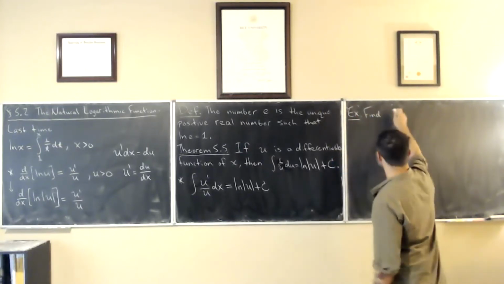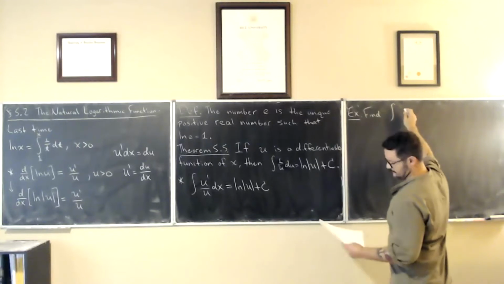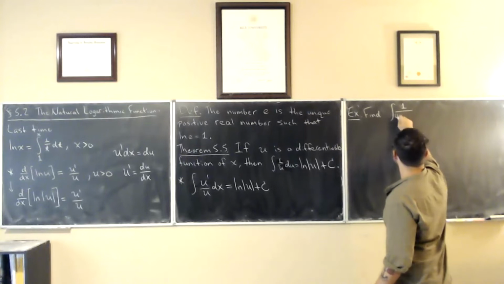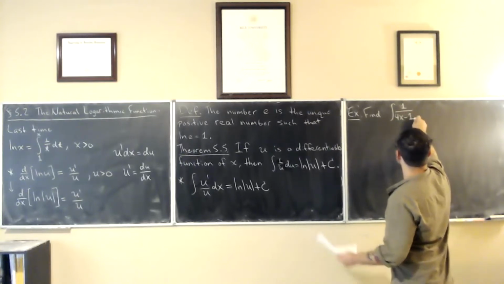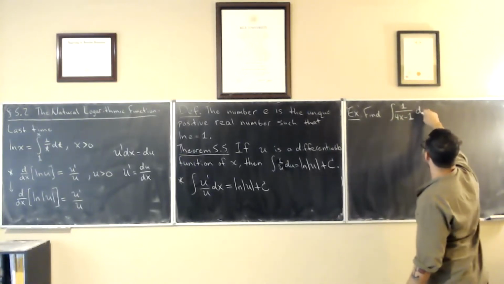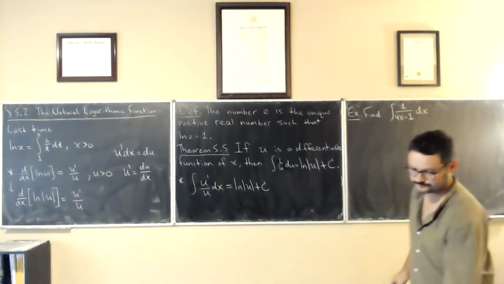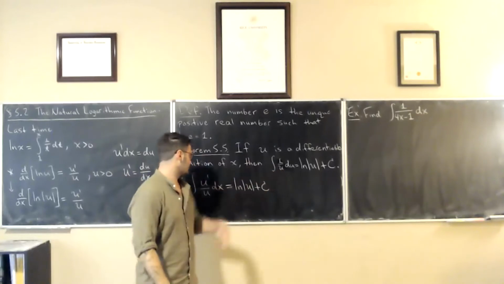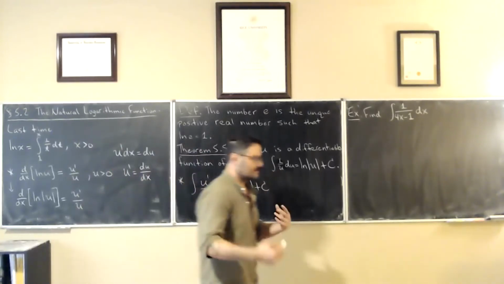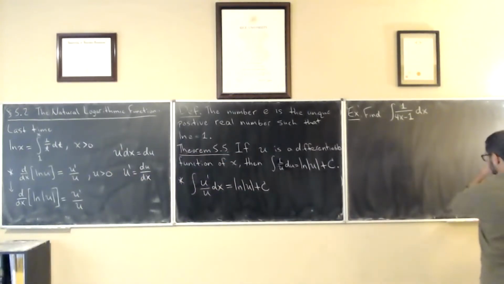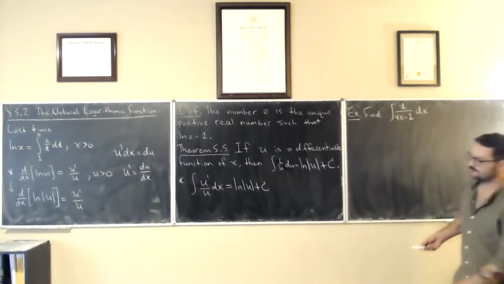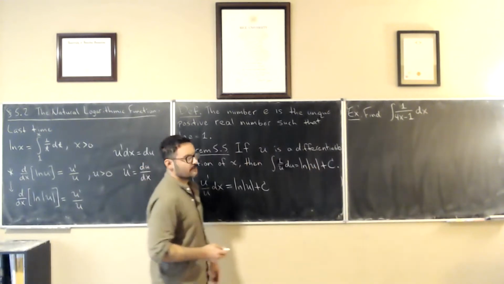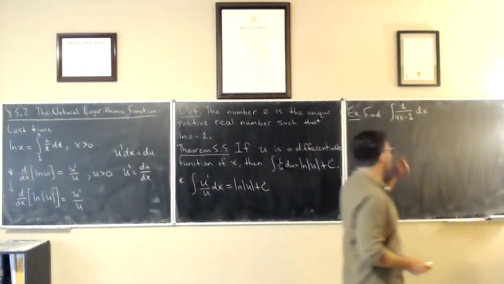So find the indefinite integral of 1 over 4x minus 1 dx. Now, this might not look like that or like that, but you'll see that we can make it look like one of these, in particular this one.